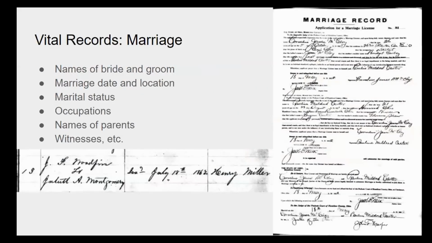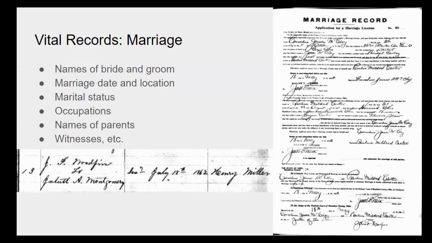Next are marriages. So marriage records should typically provide the name of the bride and groom, the marriage date and location, the marital status, if either person was single, widowed, divorced, the occupations of the bride and groom, the names of their parents, maybe witnesses, and the person who officiated the marriage. So usually the more recent a record is, the more detailed information it'll have.